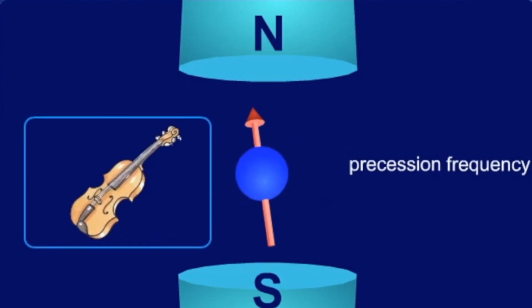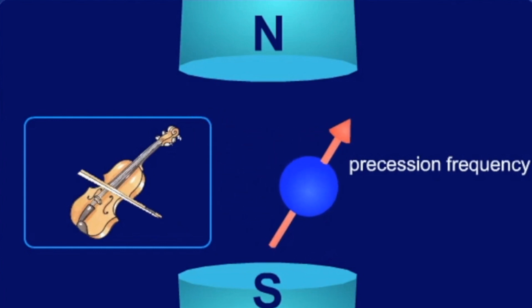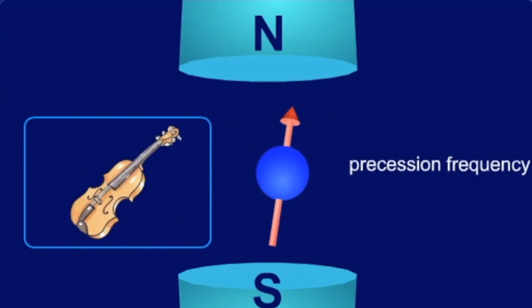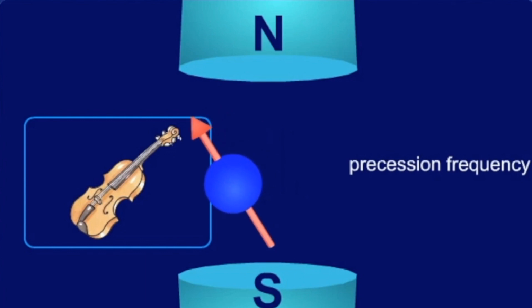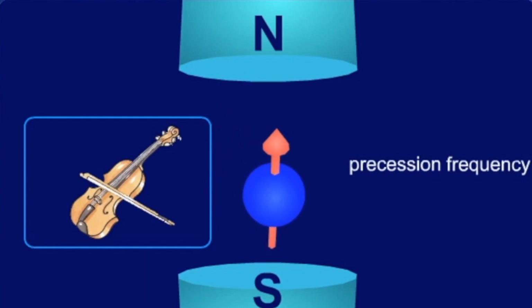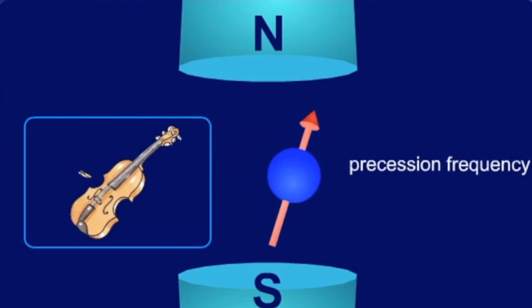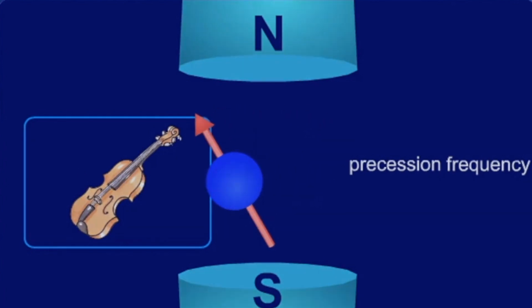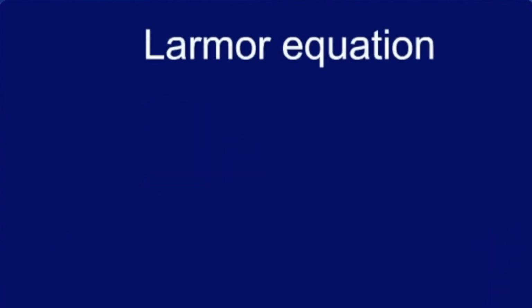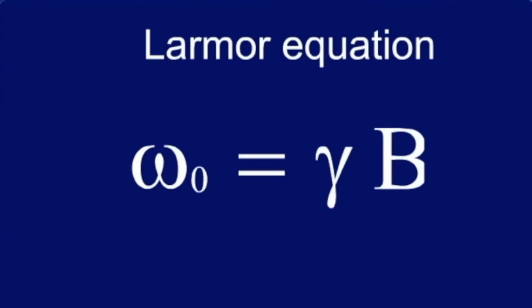This is like a violin string. The stronger the force exerted upon the string, the higher its frequency. It is possible and necessary to precisely calculate this frequency. This is done by using an equation called the Larmor equation. Omega 0 equals gamma B0.